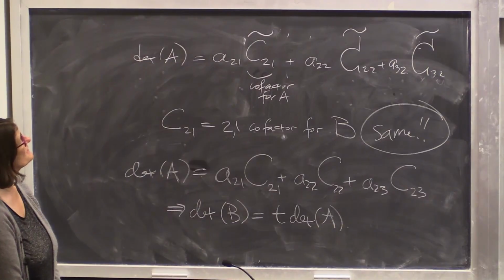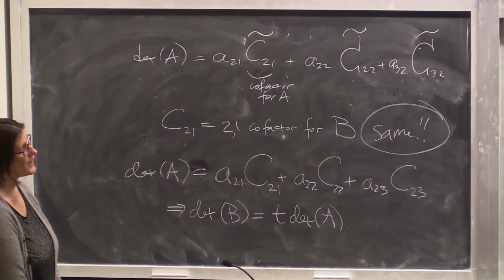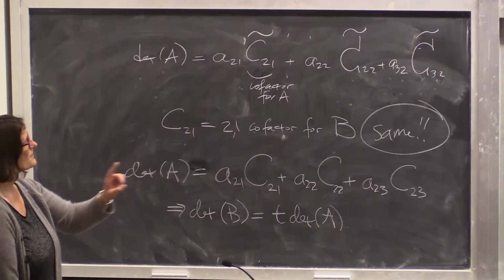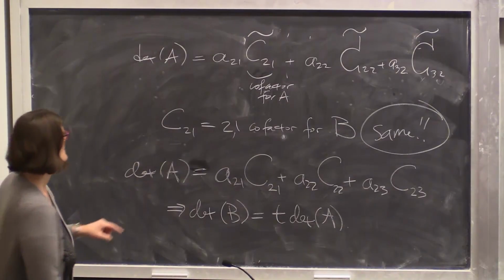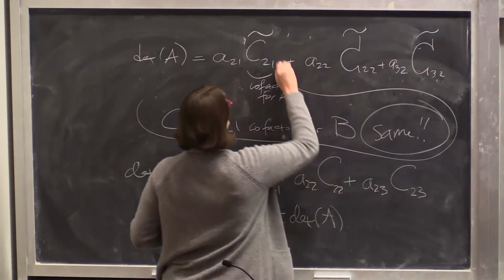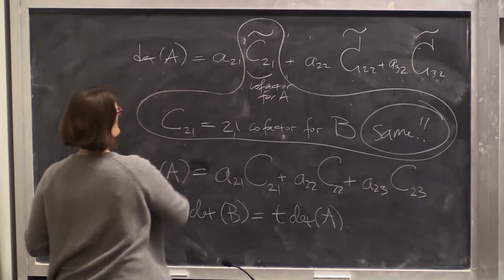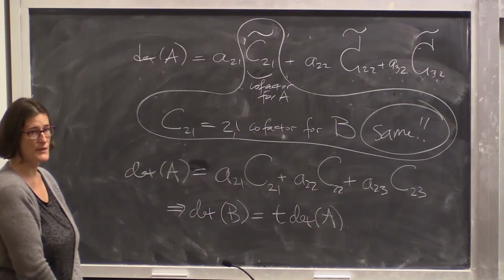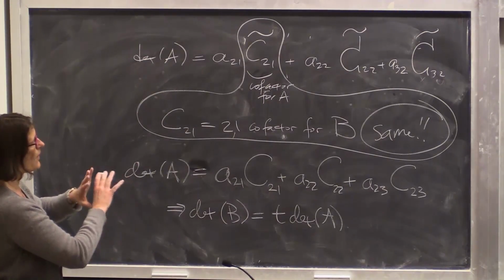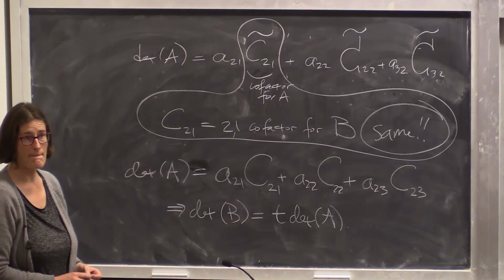Okay, so having seen this for a 3x3 matrix, do you believe you could prove it for a 4x4? 5x5? You would just take whatever row it was that got multiplied by T. You would do your cofactor expansion about that row. The key observation is this one, that the 2-1 cofactor for A equals the 2-1 cofactor for B. Once you've removed the offending row, the row that was multiplied by T, all of the cofactors are the same.